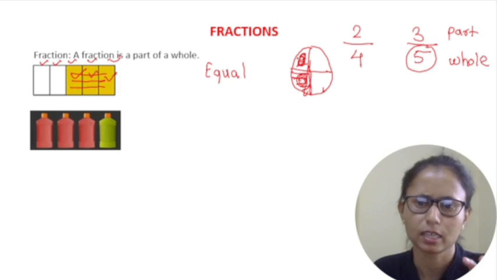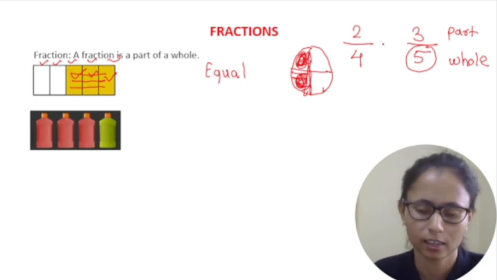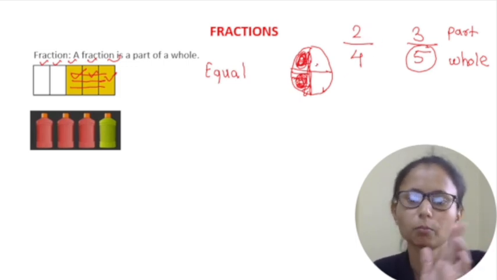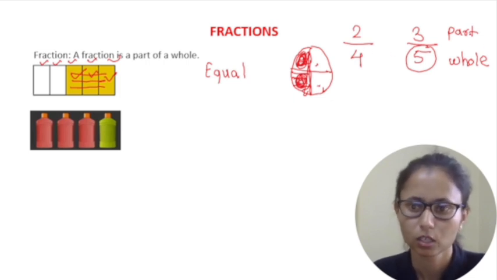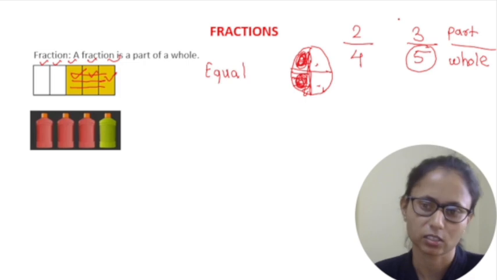Similarly, in the case of the pizza, the 2 parts which I want to eat, I have written above, and the total number of parts below. Okay, so part upon whole, this is how we can write. So this is nothing but a fraction.